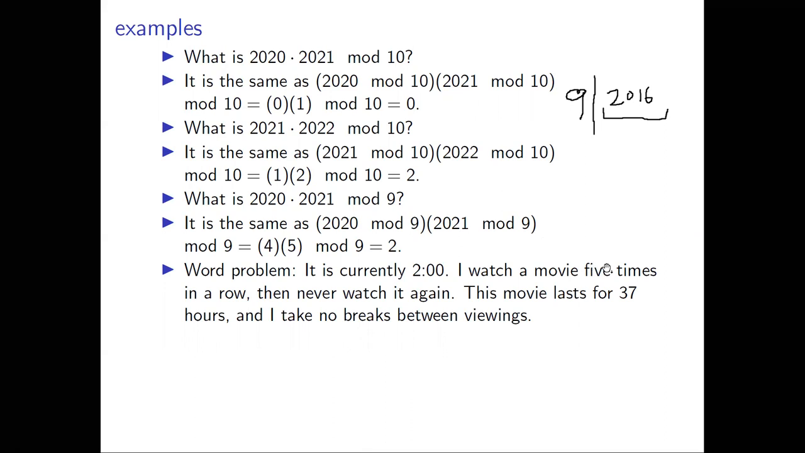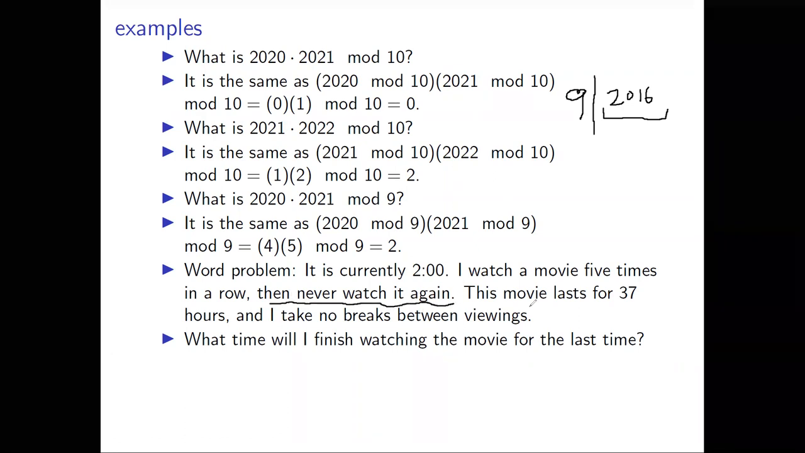So it's exactly 5 times 37 hours later when I finish watching the movie. The question is, what time will I finish watching this movie for the last time? Note that I said I'll never watch it again after I finish watching it these 5 times in a row. So the last time is the end of these 5 times in a row. So I want to find the time that is 5 times 37 hours away from 2 o'clock. How can I do that?